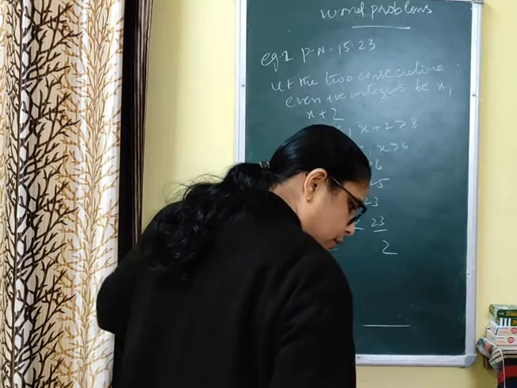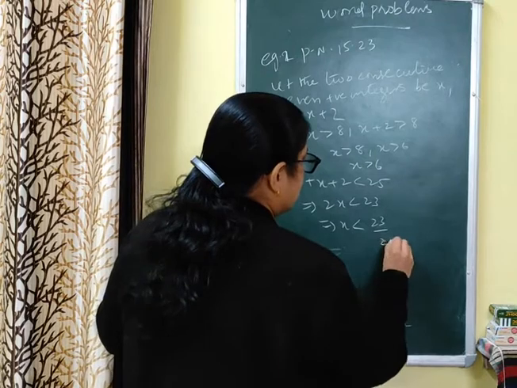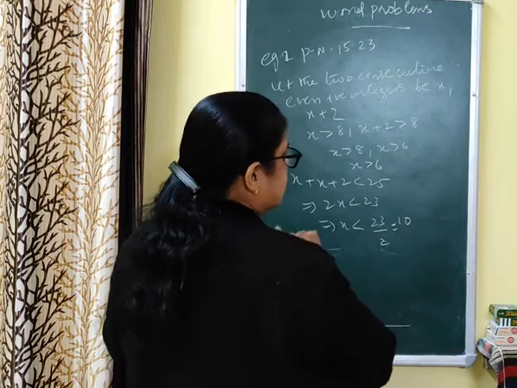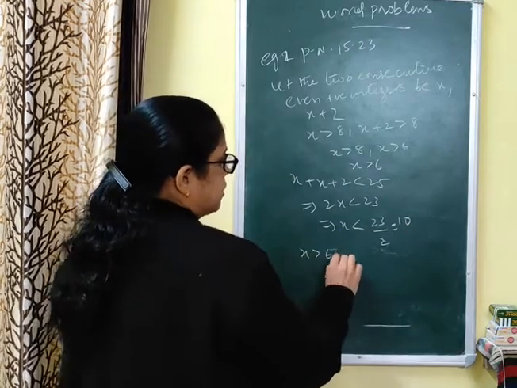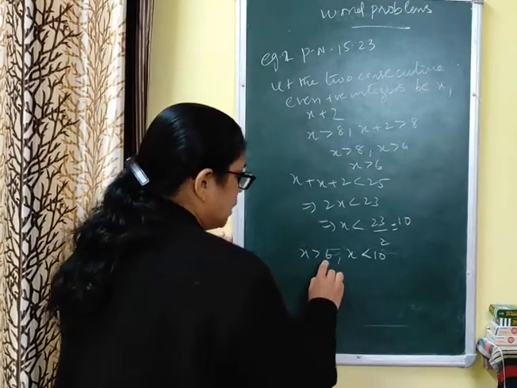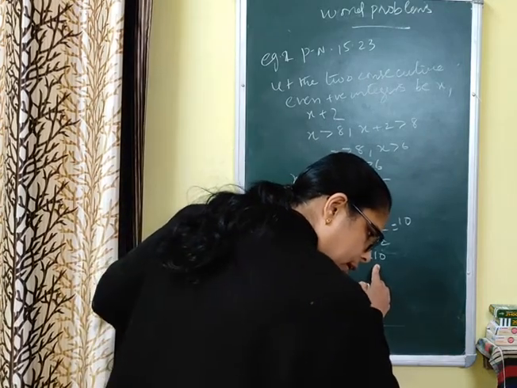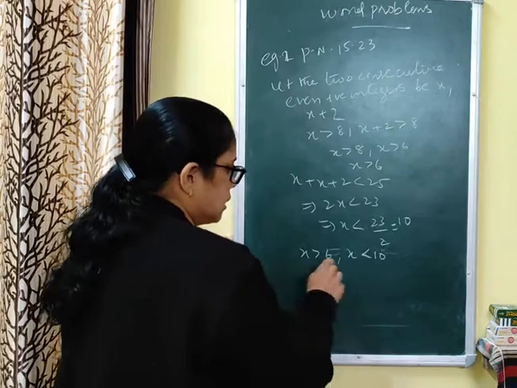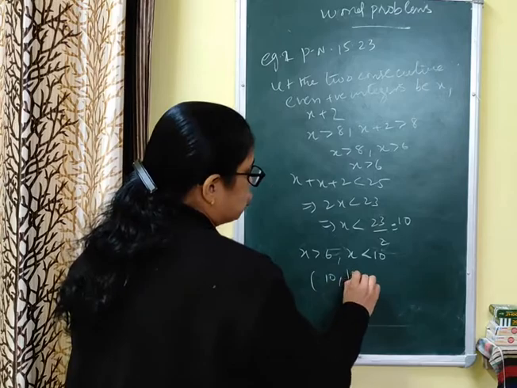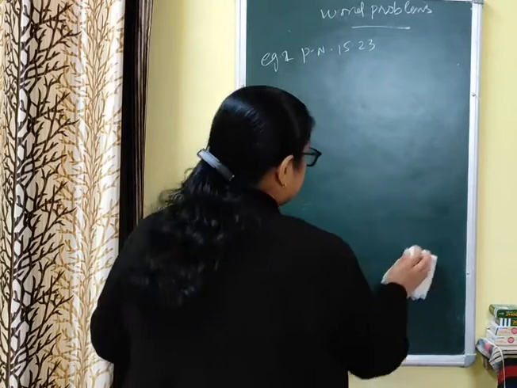Now you are asked to find this. 23 by 2 is 11 point something, but we want only positive even integers, that is 10. That is x is greater than 6, that is the first condition, and x is less than 10. That means which integers can you take? Greater than 6 and less than 10, such that the sum is less than 25. The required pair of even numbers is 10, 10 plus 2, 12. This is the second question, and the third question you can do yourself.